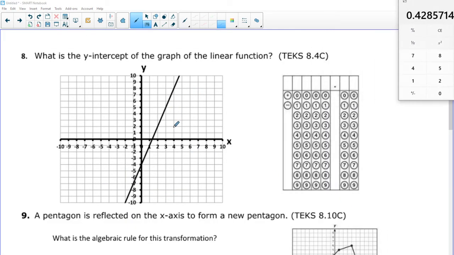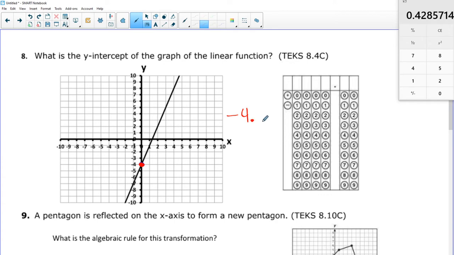All right, what's the y-intercept of the graph of this linear function? So the y-intercept, we said, is just where it crosses the y-axis. Okay, so the answer is -4. And I heard a lot of you got -4, like you knew that was it, but then you bubbled it wrong. Okay, so here's the trick.